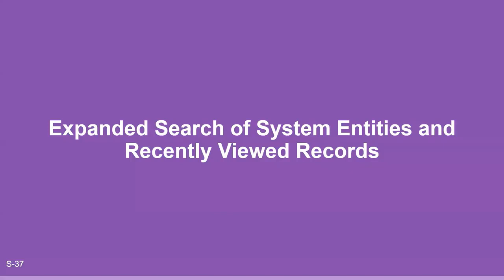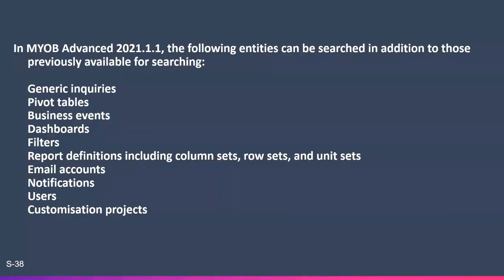Another exciting feature: expanded search of system entities and recently viewed records. A user can perform a search within the system by using the search field on the top pane of the MYOB Advanced screen. In addition to the previous entities, the following are also available: generic inquiries, pivot tables, business events, dashboards, etc.